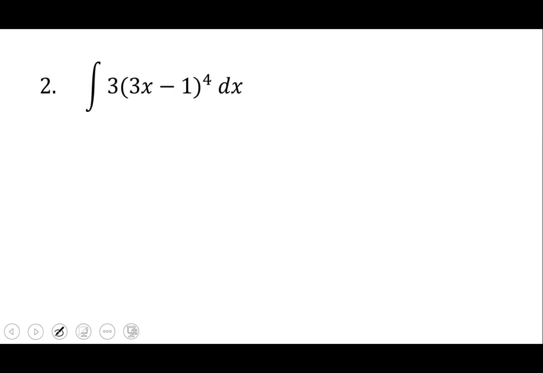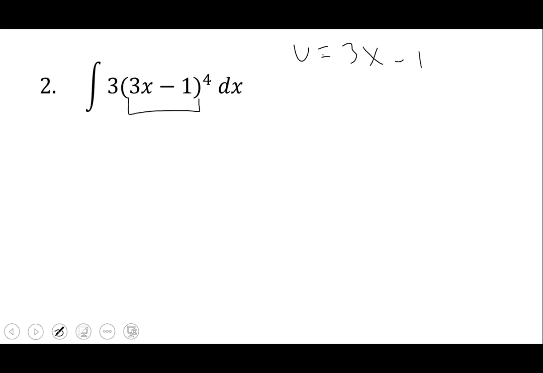So number 2 is the integration of 3 times 3x minus 1 to the 4th dx. So every piece that we need to get started is here. And our first order of business is to go ahead and identify the u. Again, the u is the innermost function, the more complicated piece, which in this case is 3x minus 1. So u is equal to 3x minus 1.